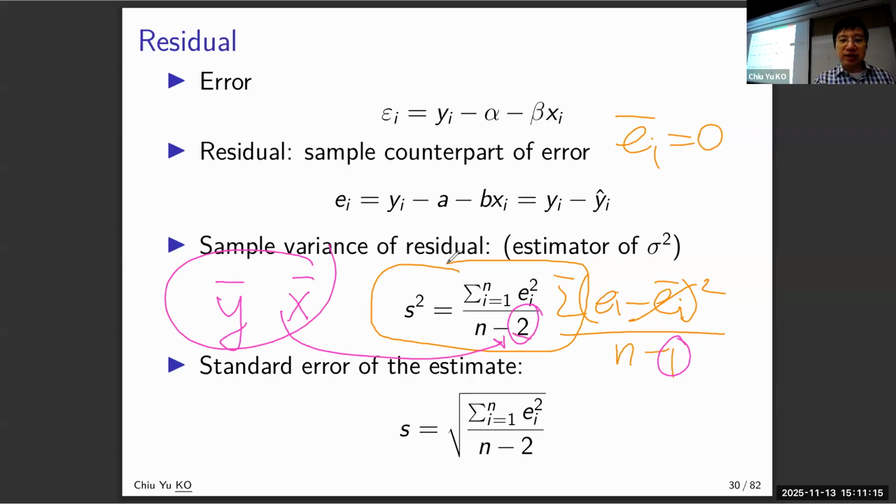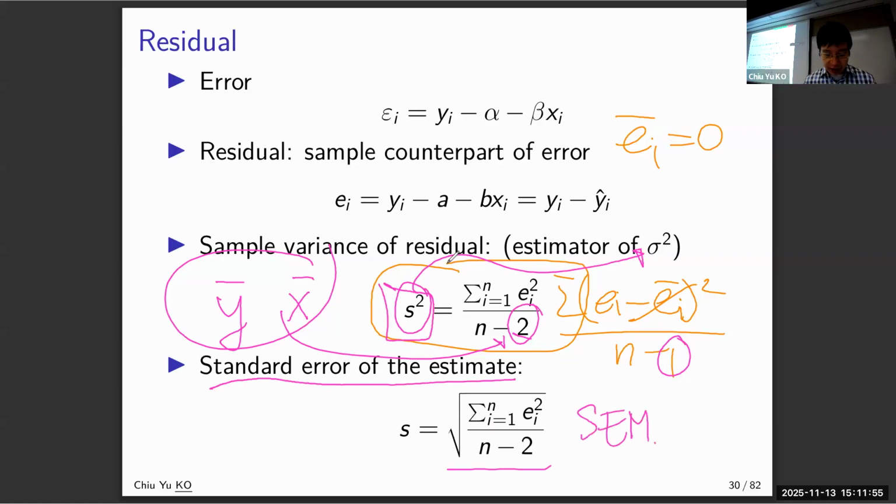And this is estimating the sigma square. It tells how good your model is. The bigger the sigma square, the less good the model is. If sigma is very small, it means the random part is not very important. Very often we don't use this directly; we use the standard deviation, so we take the square root. That is called the standard error of estimate. I think this is called the SEM in Excel.